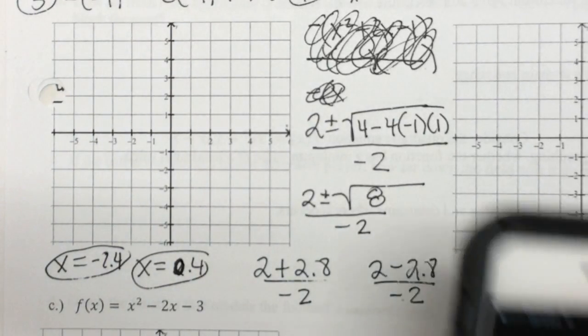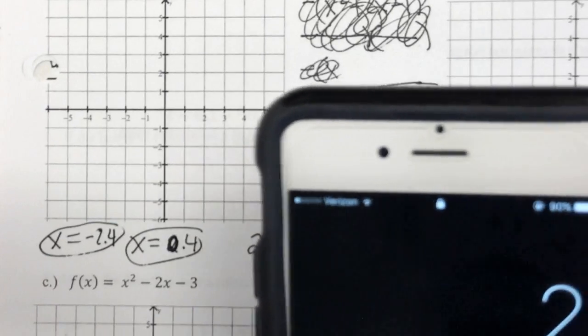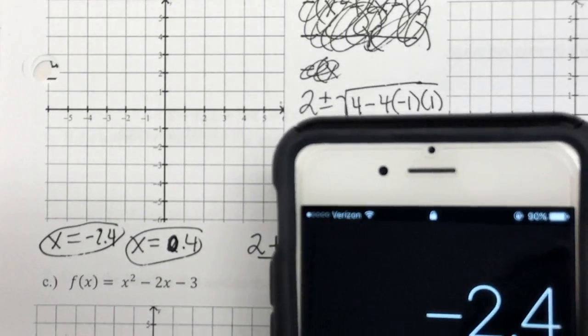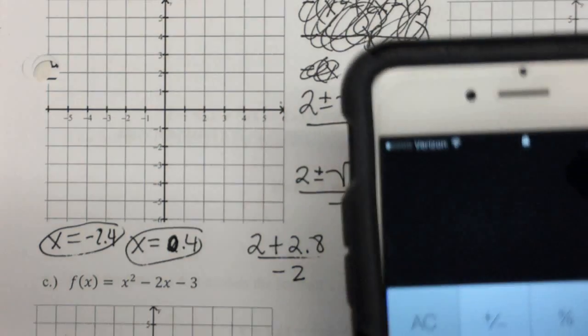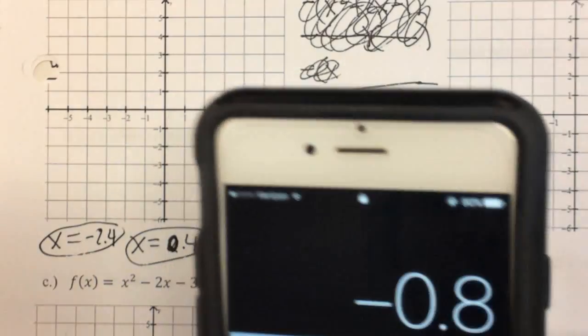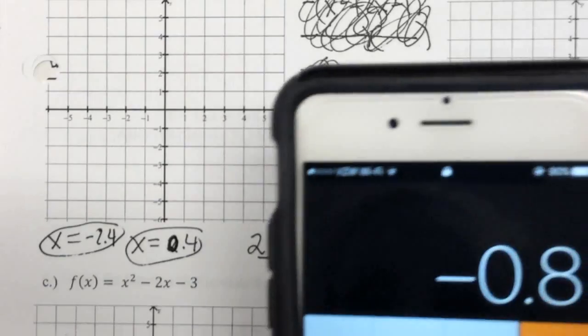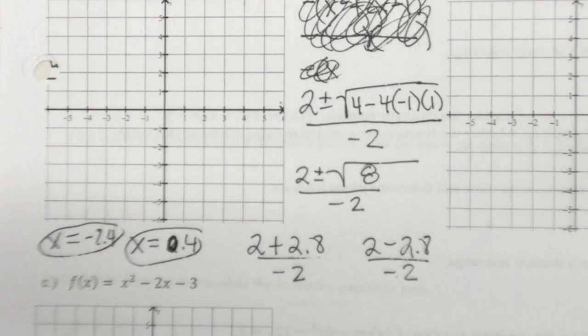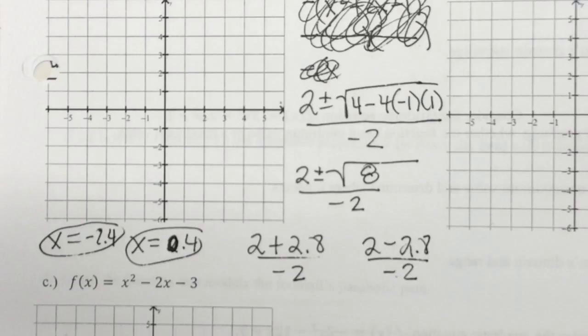Alright, let's do it together. I'll show you. So 2 plus 2.8 gives us 4.8 divided by negative 2. That would make negative 2.4. The next one, 2 minus 2.8 divided by negative 2 will give you 0.4. You just got the negative sign.